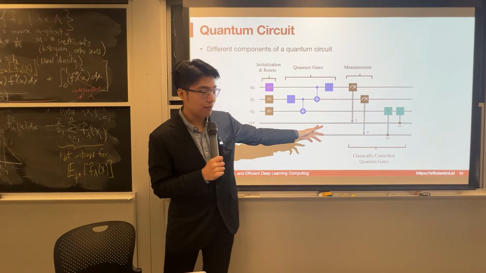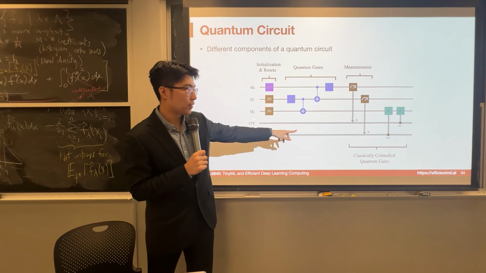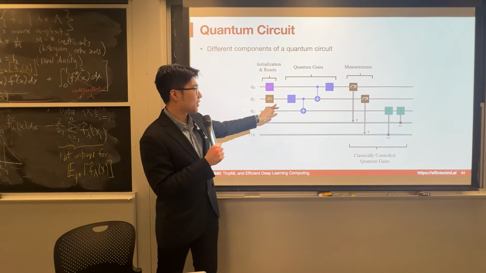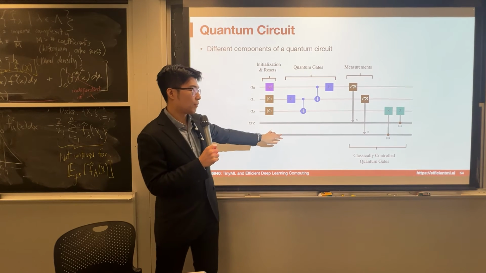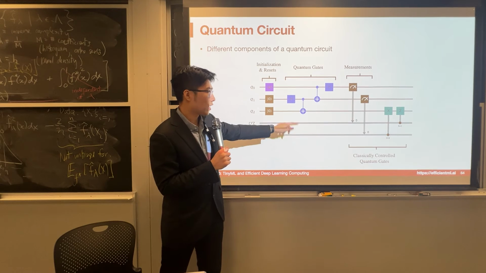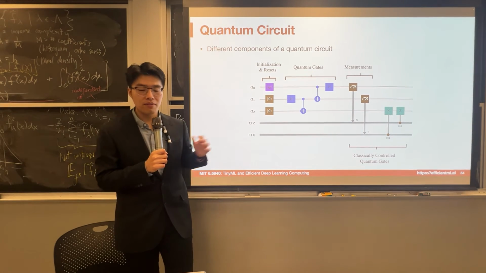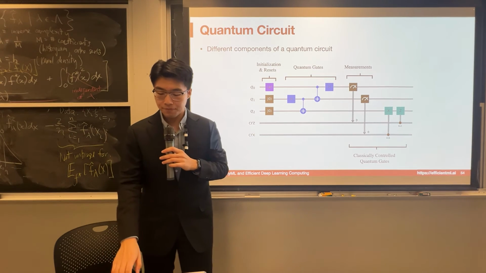Sometimes we also have classical control, like if the classical bit is 0, then we can apply some further gates to the qubits. But remember that after the measurement, the state will collapse to either 0 or 1. And then we can use this information to control the remaining qubits. So some of the very complicated quantum algorithms contain these conditioned gates.